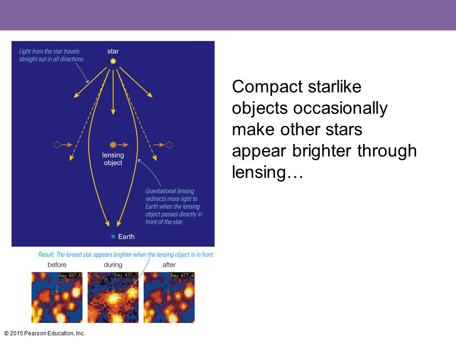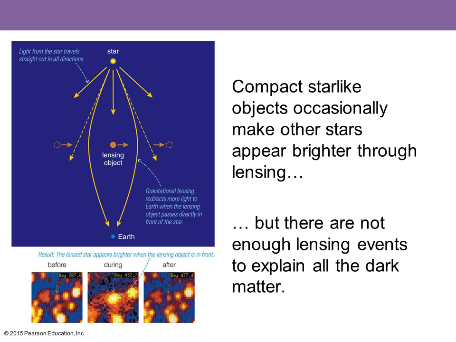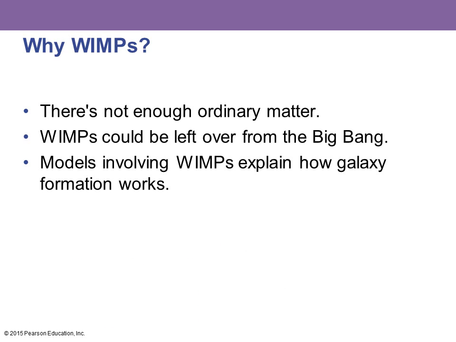Compact star-like objects occasionally make other stars brighter through lensing, but there's not enough lensing events to explain all the dark matter. So maybe there's something else going on here. WIMPs might be the other component of this solution.